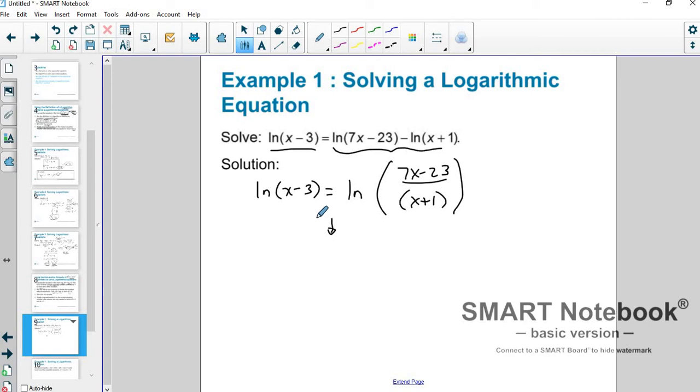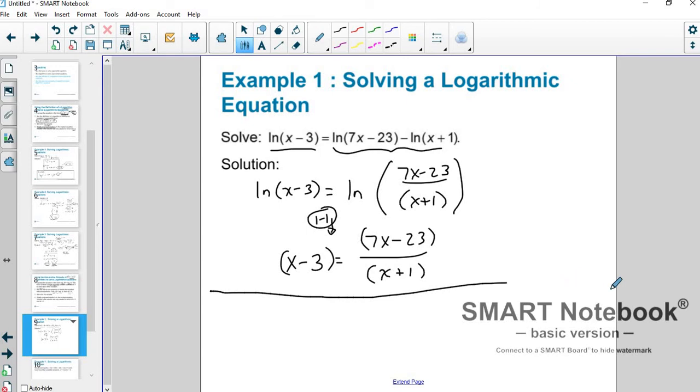And so now this is where the one-to-one property comes in. The (x - 3) equals (7x - 23) all over (x + 1). Those are equal now without logarithm. Okay? Now, from here on, everything I do after this is all algebra. So if you have no trouble getting to here, if you understand getting to here, you understand the new stuff. But if you're struggling with solving for x from here, well, you got to go back to chapter 1.